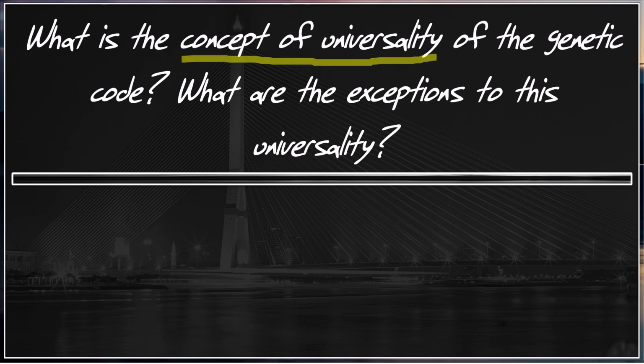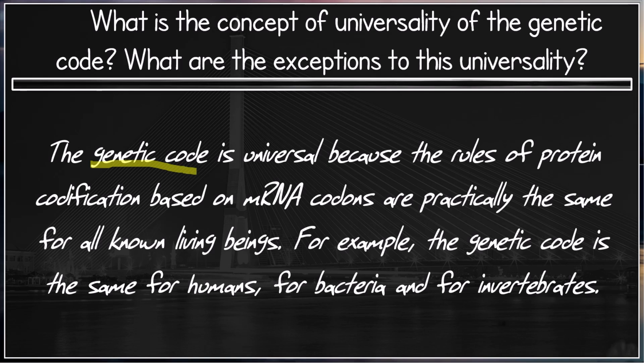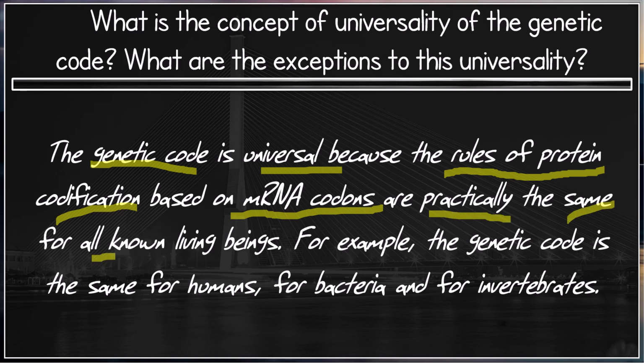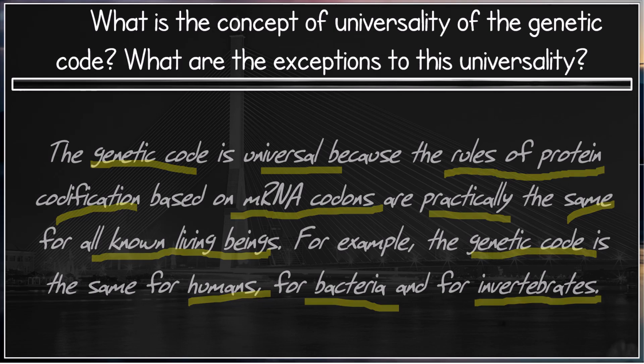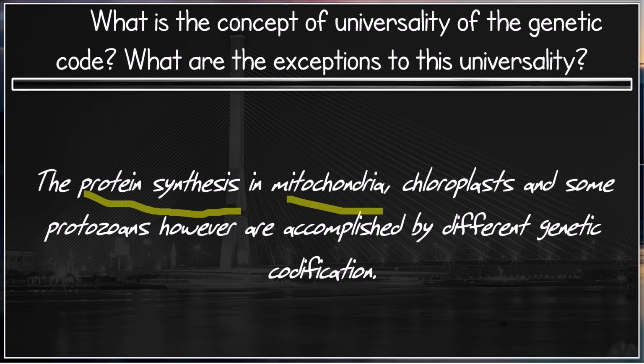What is the concept of universality of the genetic code? What are the exceptions to this universality? The genetic code is universal because the rules of protein codification based on messenger RNA codons are practically the same for all known living beings. For example, the genetic code is the same for humans, for bacteria, and for invertebrates. Protein synthesis in the mitochondria and chloroplast, and in some protozoans, however, is accomplished by different genetic codification.